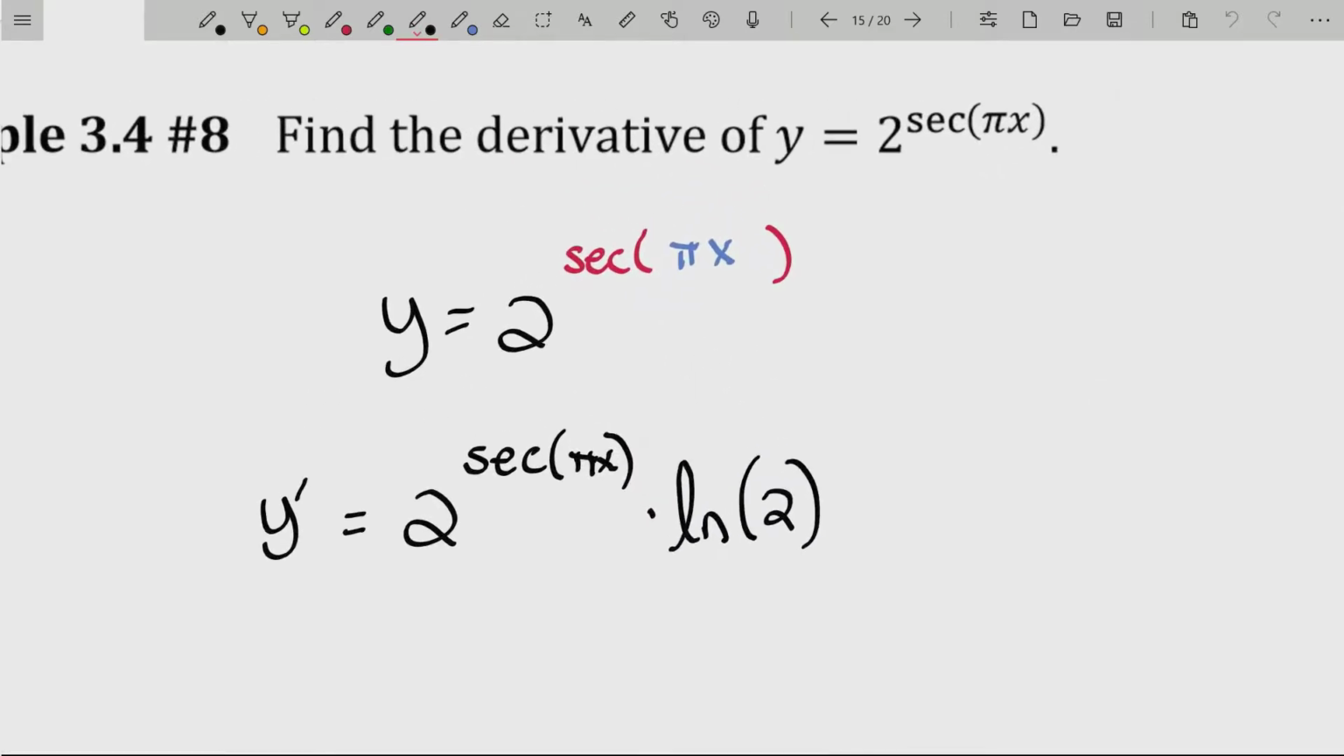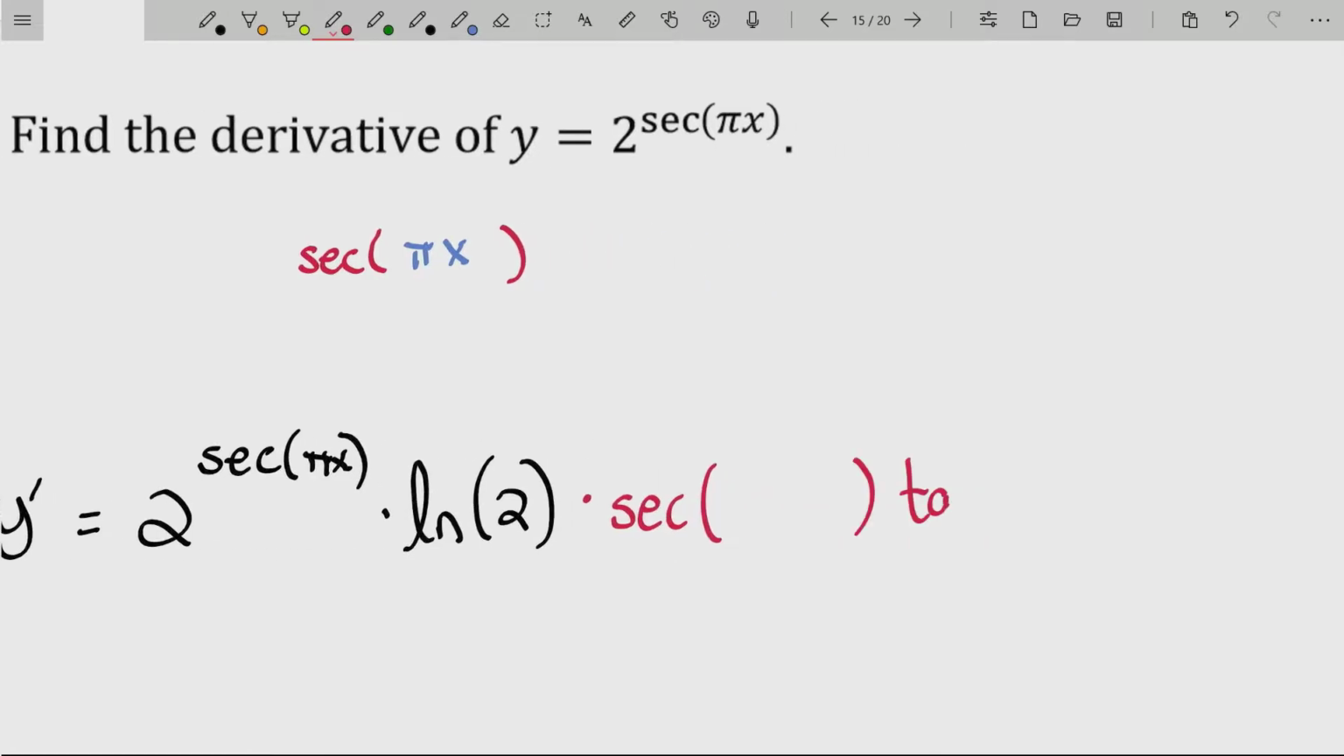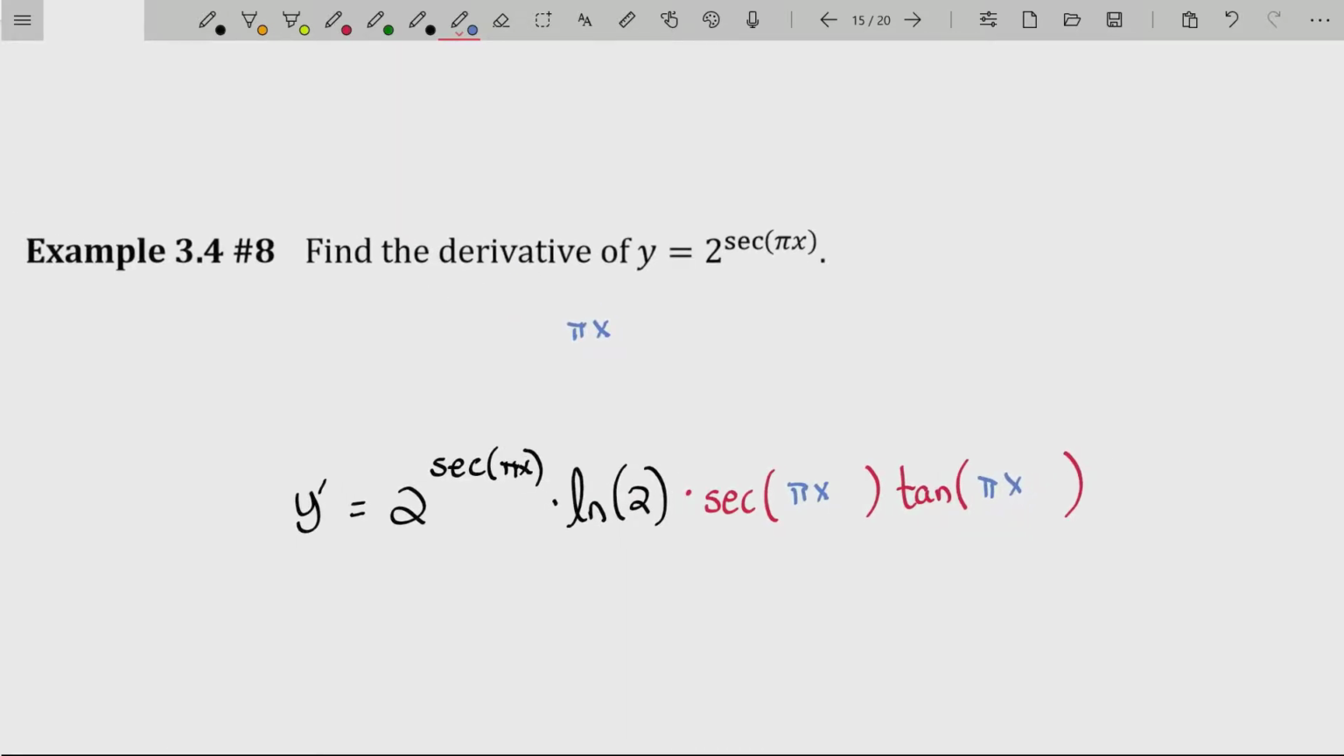But now that I'm done with the derivative of that base function, 2 to the power, I will concentrate on taking the derivative of the secant. So I'll attach to that the derivative of the secant. Derivative of the secant is the secant times the tangent. And of course, the arguments of these are going to be the arguments of the secant function there, so pi x. Now I can erase that outer function and take the derivative of the innermost function. The derivative of pi times x is just pi. And there we go, we're done.